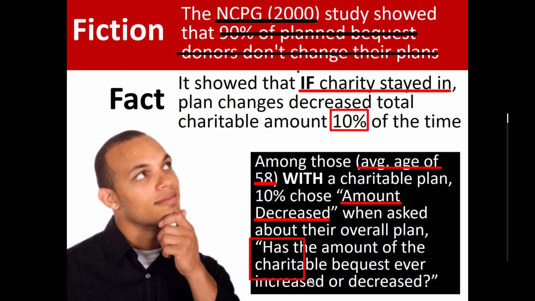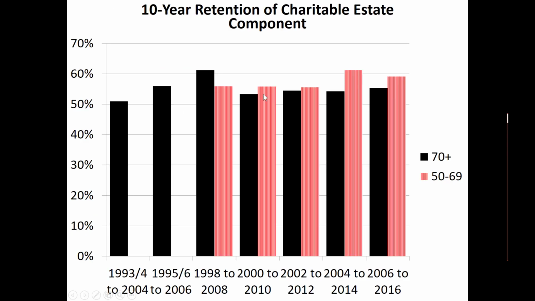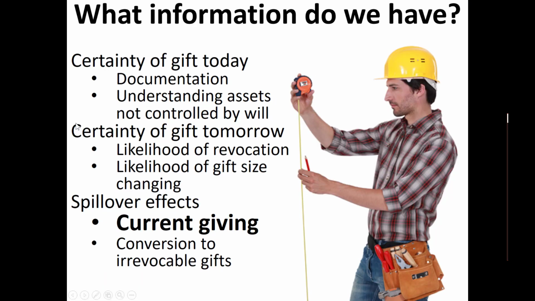Has the amount of the charitable bequest ever increased or decreased? So to the extent that this is an accurate representation, it suggests that at least up until the mid-50s, the risk isn't a risk of people changing the percentage amount in the document or the dollar amount in the document. That's a relatively small risk. It is instead the risk of what we see here, which is people having a charitable component and then having no charitable component. So that's a little bit about what we know about the certainty of the gift tomorrow.